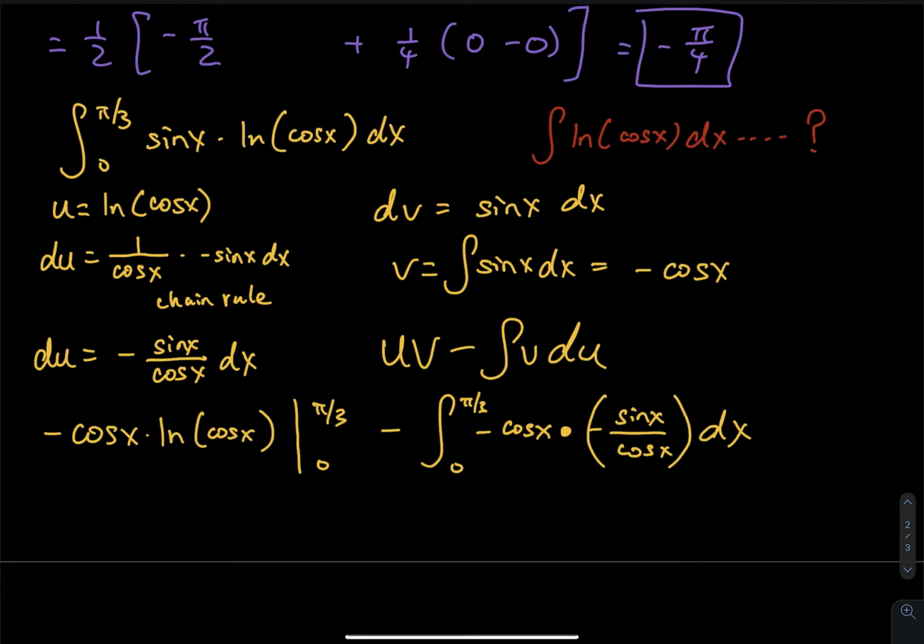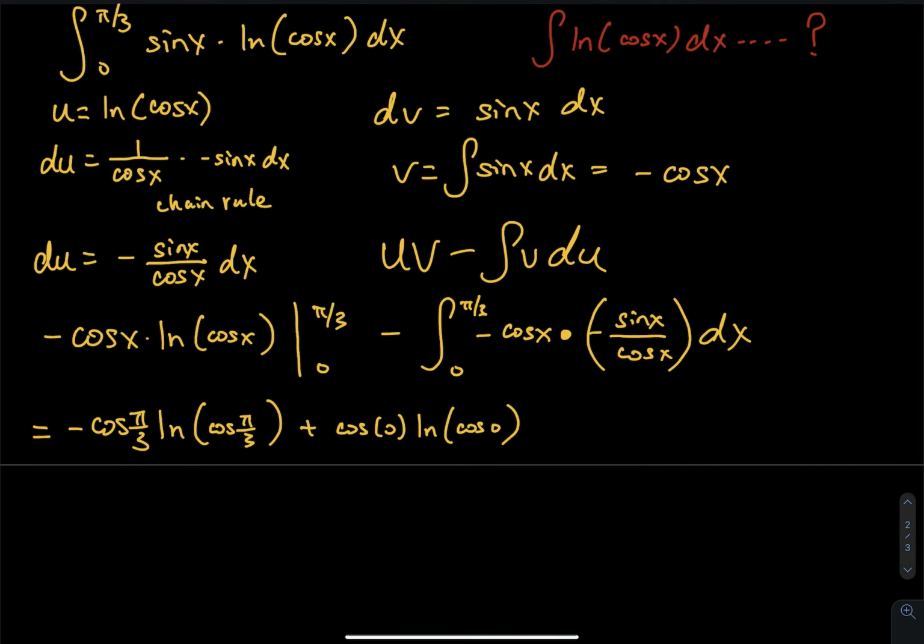Alright, so first thing, let's do the FTC. So we have negative cosine of pi over 3 times ln cosine of pi over 3, and then minus minus, so that becomes a plus cosine of 0, and then ln cosine of 0. So that's for the first one. And then the next one, we are going to do a plus. Minus minus becomes a plus. From 0 to pi over 3, the cosine got cancelled. We have sine of x dx.